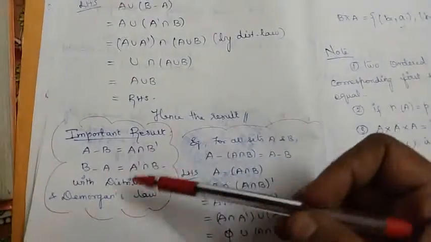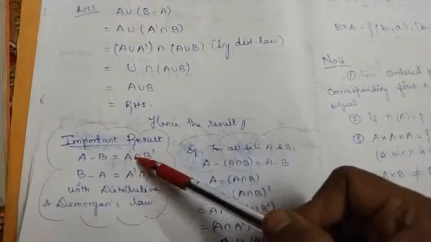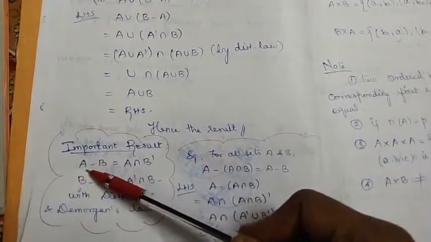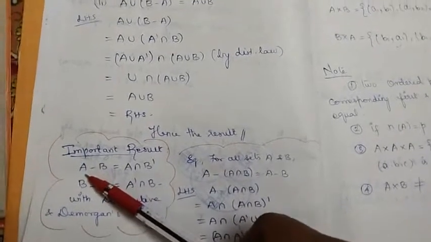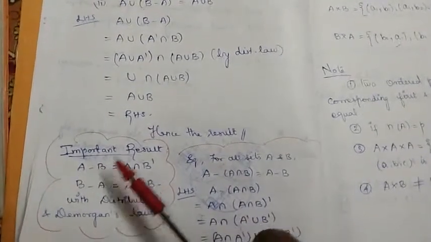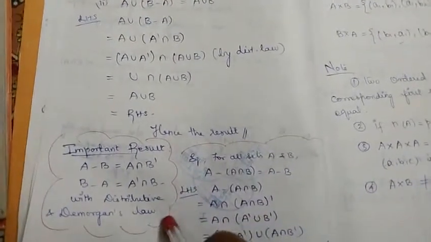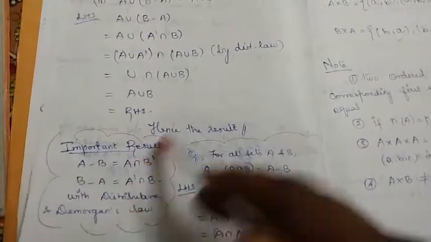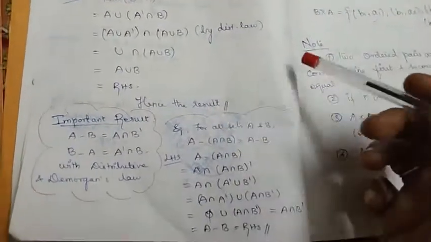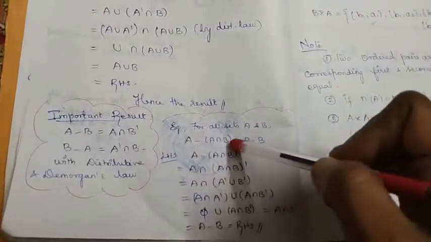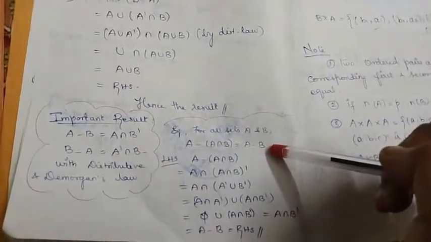And for proving questions like this, we will be repeatedly using these results. A minus B is A intersection B dash. I told you earlier, A minus B is the set of all elements in A and not in B, which means A intersection B complement. Along with the distributive and De Morgan's laws, we will be repeatedly using this to solve problems of this kind. And also we know for all sets A and B, A minus A intersection B is nothing but A minus B.